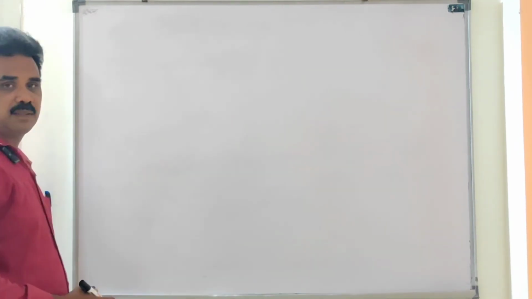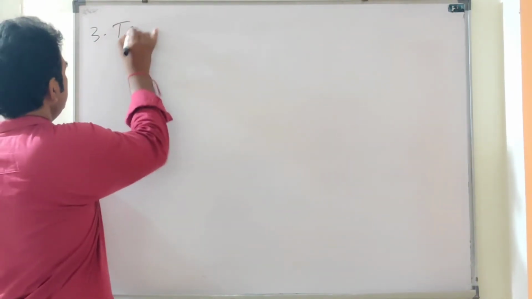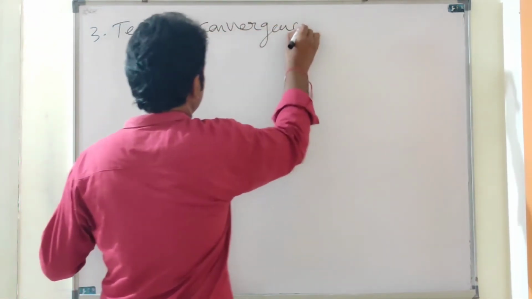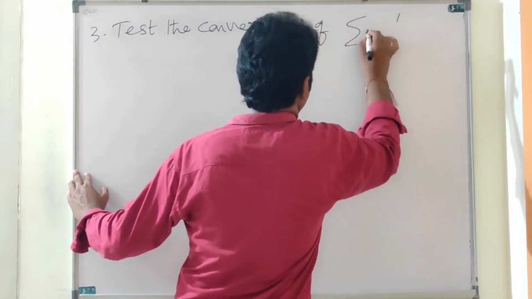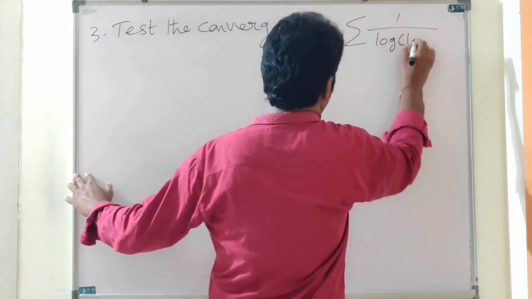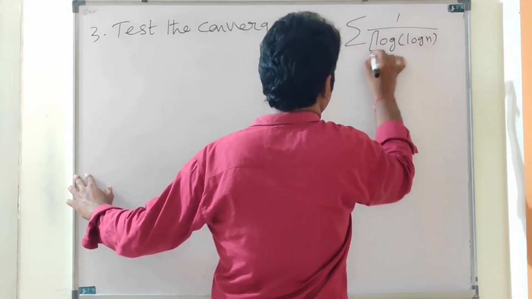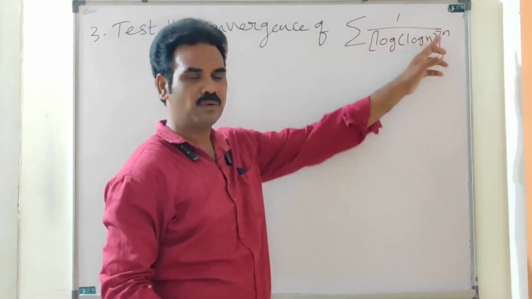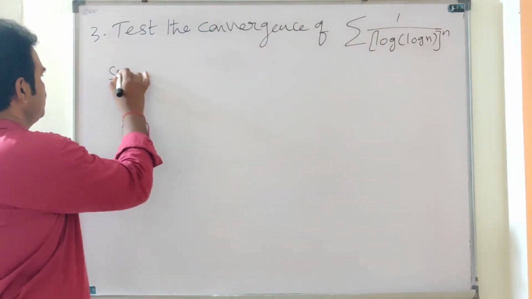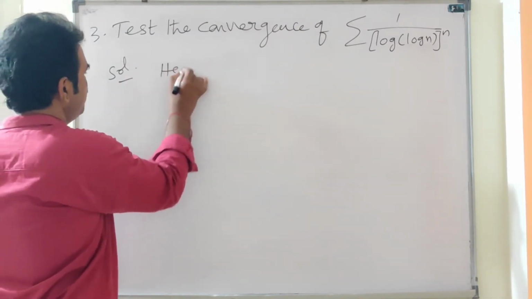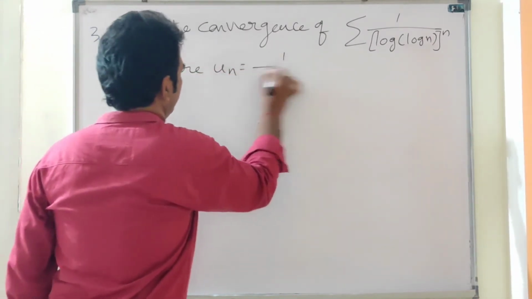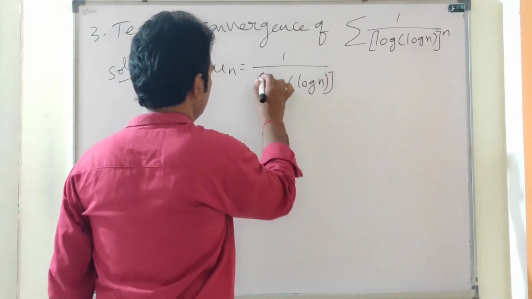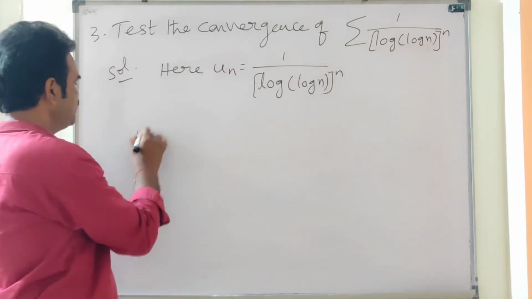Okay, next problem. Test the convergence of the series sigma (1 by log n) whole power n. Solution. Here the nth term un is equal to (1 by log n) whole power n.